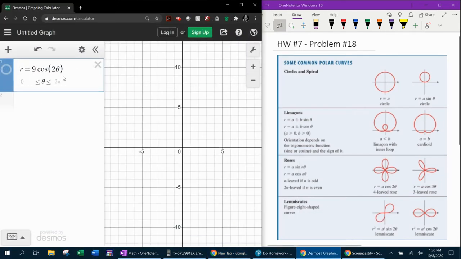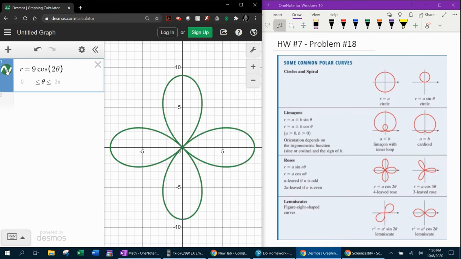So I've already input the equation here. If I turn it on, you can see that it is going to have 4 petals. And notice that the a is the length of the petal. From the origin out is 9. That's the length of the petal.